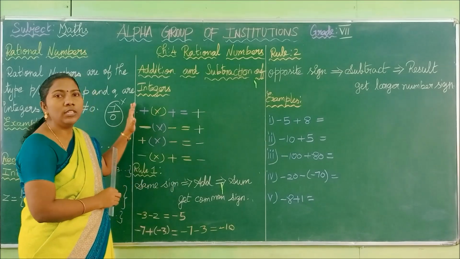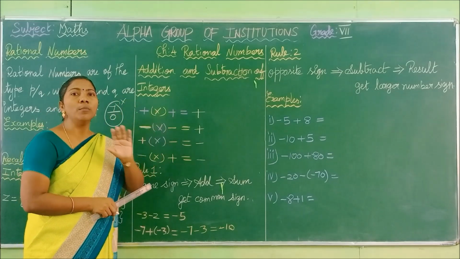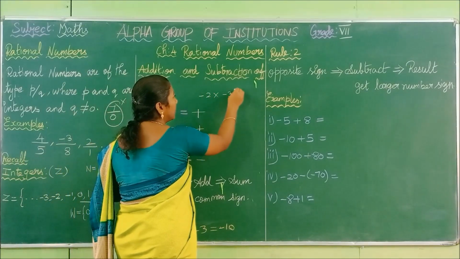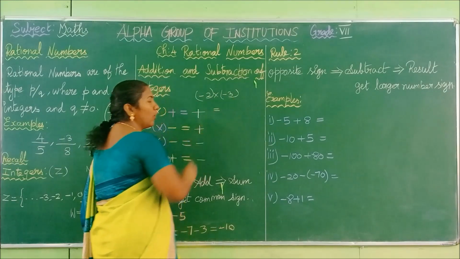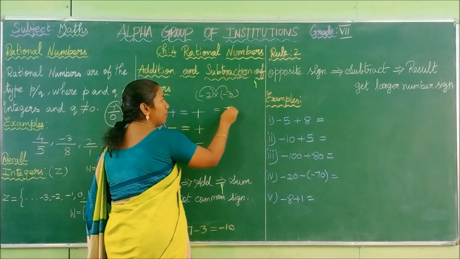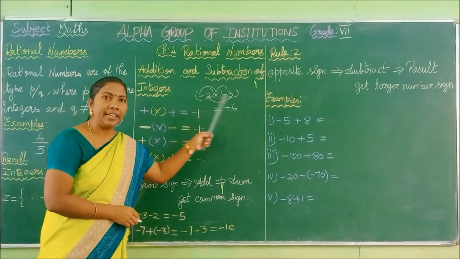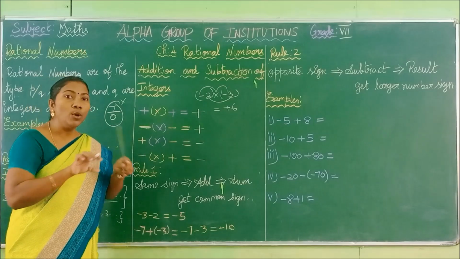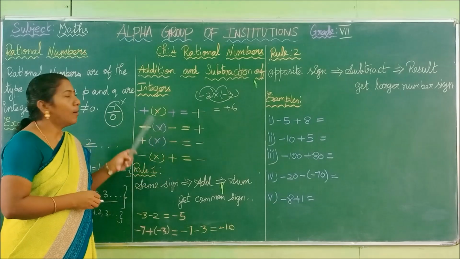Where do we use this multiplication of symbols? While you are multiplying integers. Suppose you are multiplying integers like minus 2 into minus 3. In this case you have to use these identities. Minus into minus is plus, and 2 threes are 6. So while multiplying integers, we have to use these identities, and also while removing the bracket in addition or subtraction of integers.